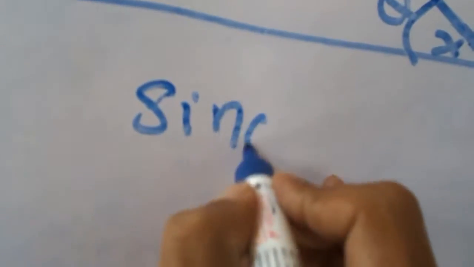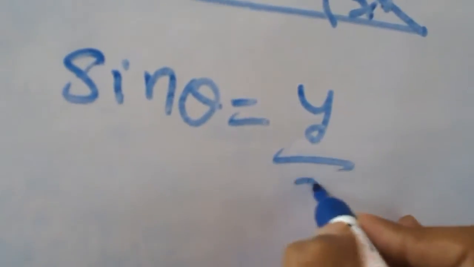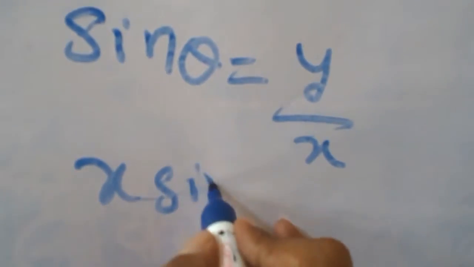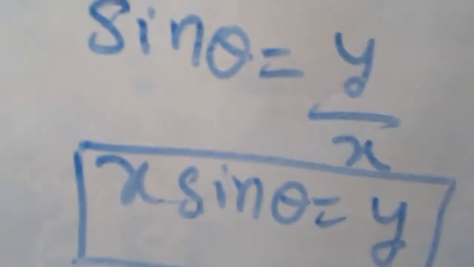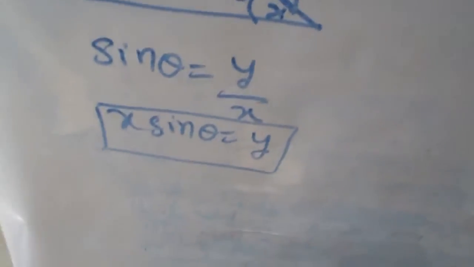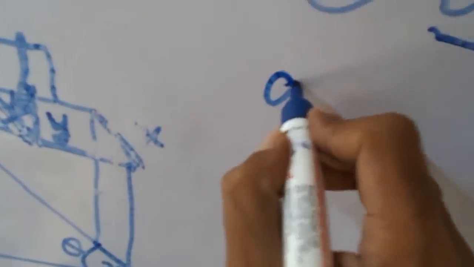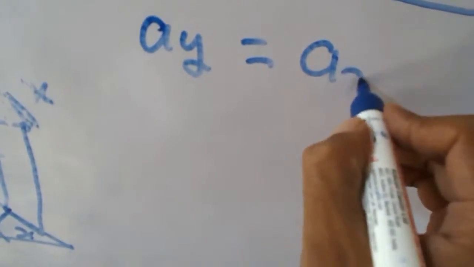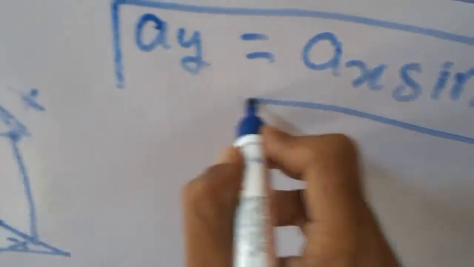So what is sine theta? Sin theta is equal to y by x. So x sin theta should be equal to y. It is a simple question. X sin theta is equal to y. So a_y should be equal to a_x sin theta. We have found the relation, so our 50% of the question has been solved.